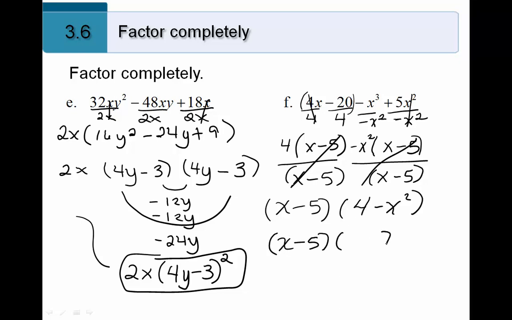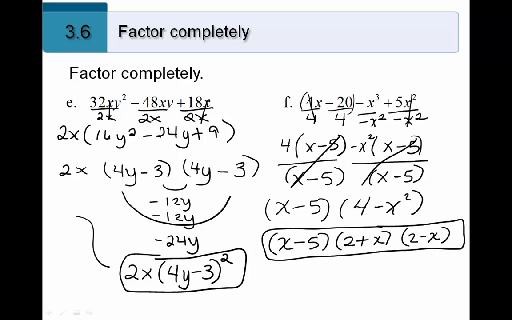However, 4 minus x squared I can factor again. 2 multiplied by 2 is 4. X multiplied by x is x squared. And recall that when you have a difference of squares, when you factor that, one will be a positive and one will be a negative. So we get x minus 5 multiplied by 2 plus x multiplied by 2 minus x. That will be your final answer. That was a fun one.